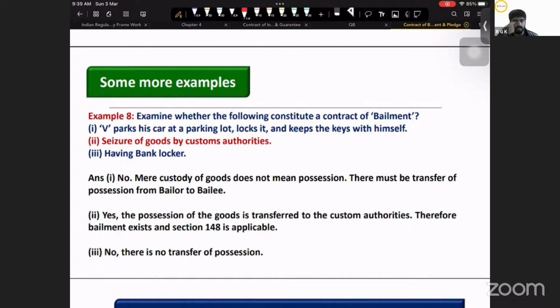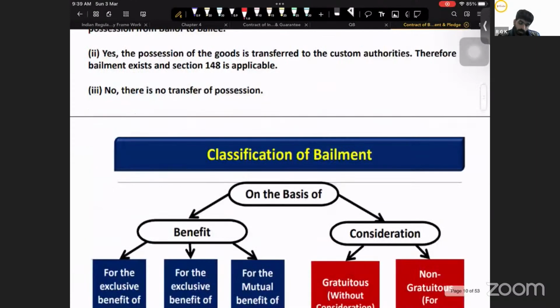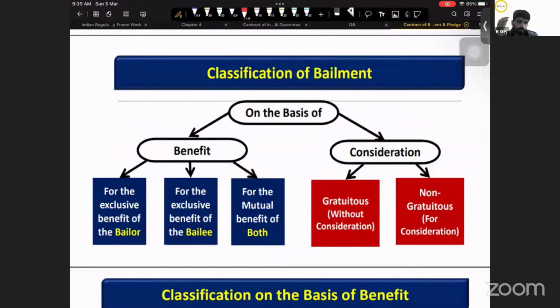This is normally done when you transport the goods from one place to another without paying the proper taxes, or when you import the goods and you don't pay the tax. In all those cases they do it. I hope it is clear. Now, classification of bailment.